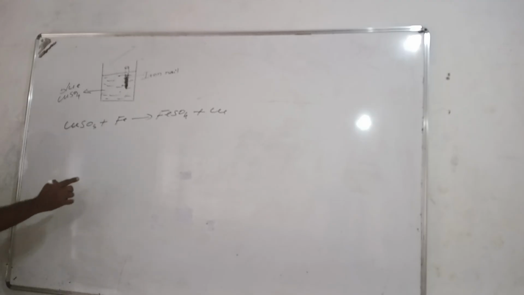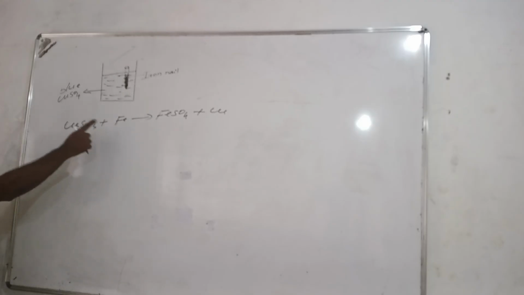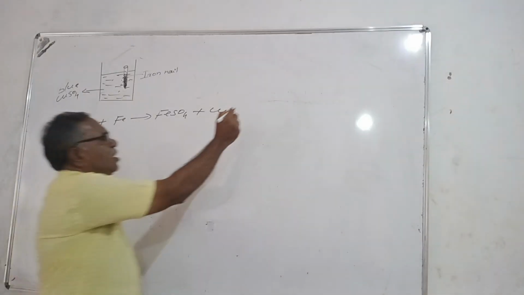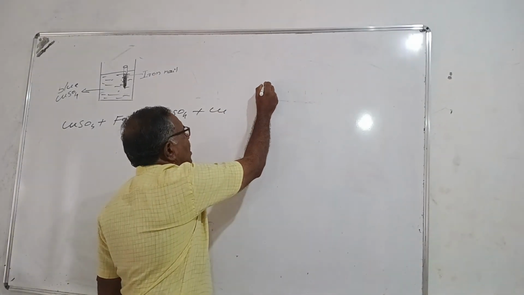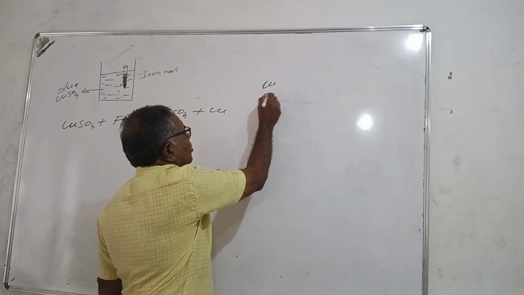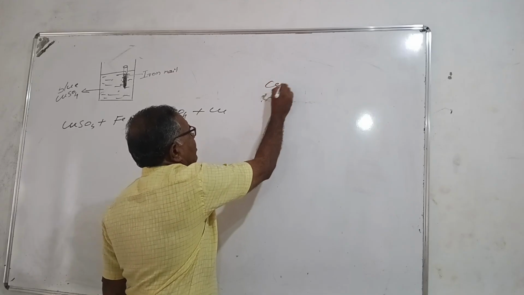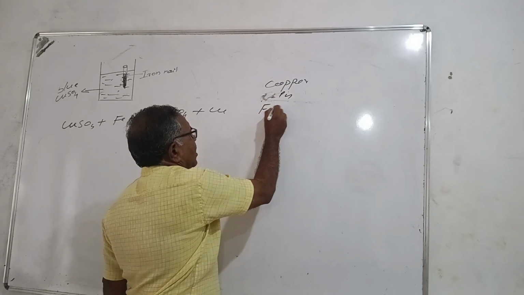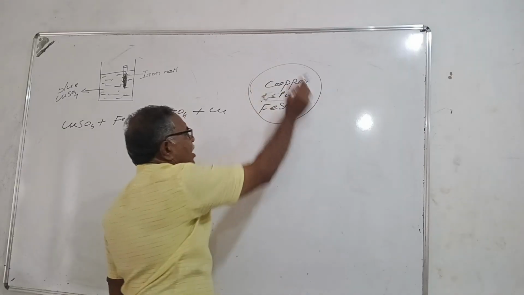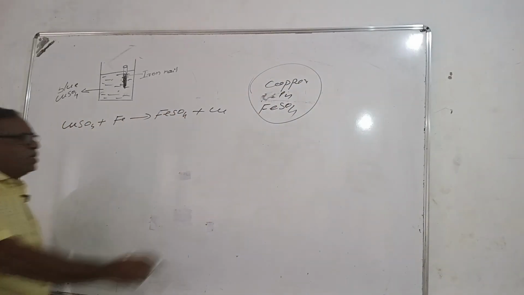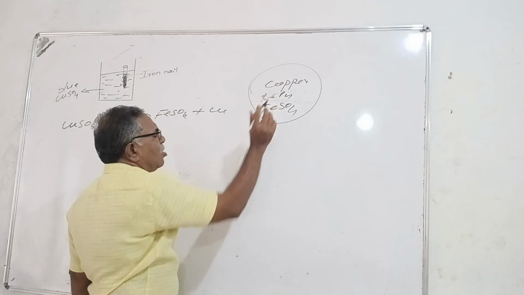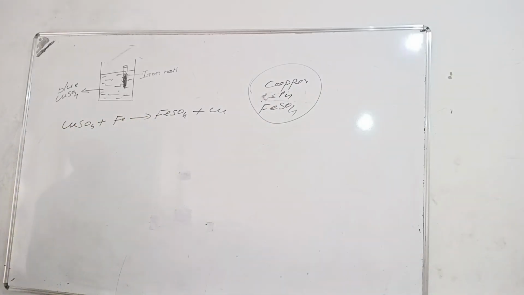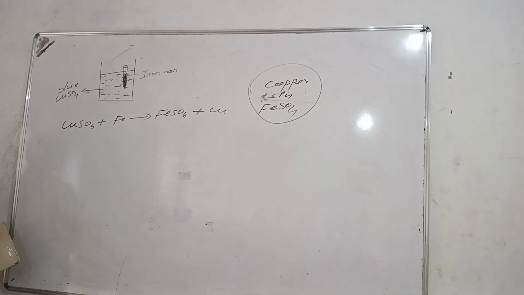So what is a displacement reaction? A more reactive metal can displace a less reactive metal from its compounds. But look here, if copper is put in iron sulfate solution, FeSO4, there is no reaction at all. There is no reaction because copper is less reactive than iron, so copper cannot displace iron. A more reactive metal can only displace a less reactive metal from its compound.